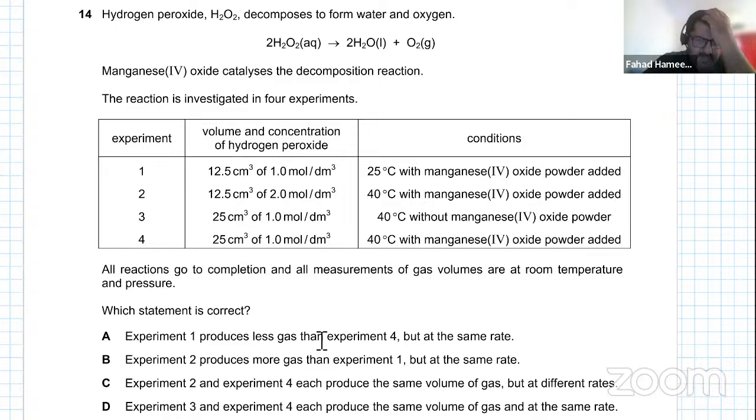So how would you know who produces how much gas? You can find the moles, right? For each one of them. So moles क्या होता है? Concentration times volume होता है, right?